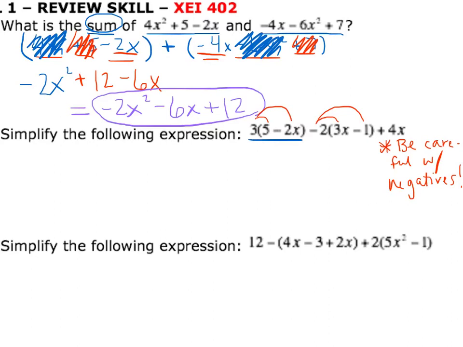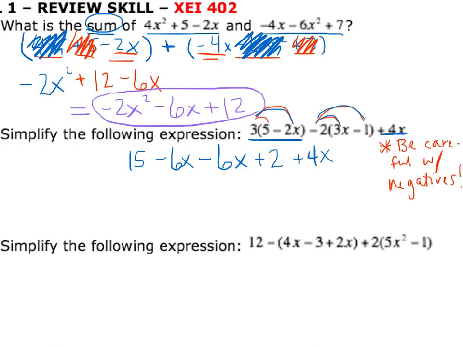Alright, let's start with this over here. We have 3 times 5 gives us 15. 3 times negative 2x gives us minus 6x. Negative 2 times positive 3x is negative 6x. Negative 2 times negative 1 is positive 2. And then we have this plus 4x at the end.